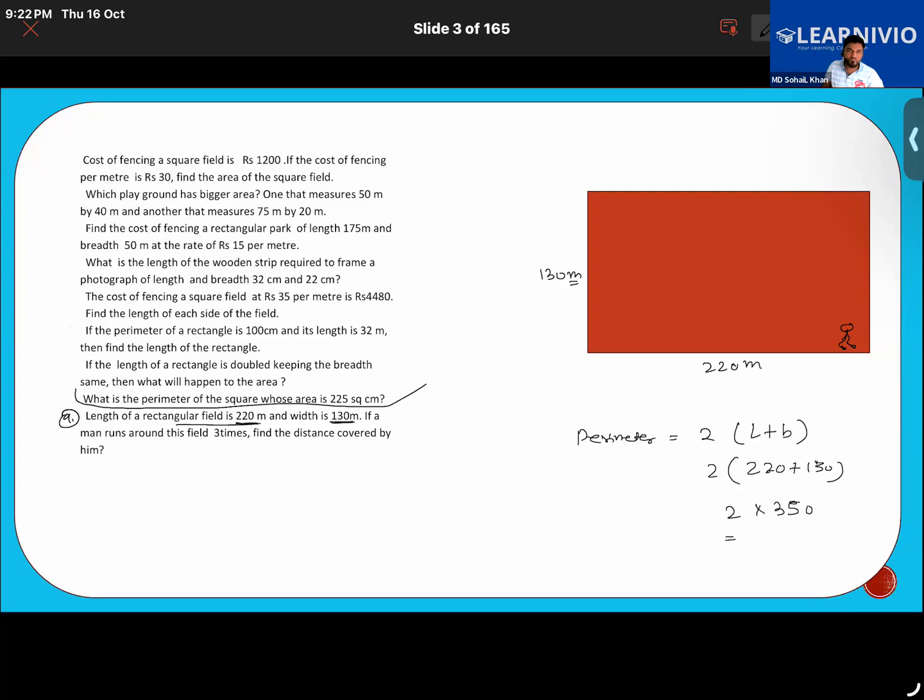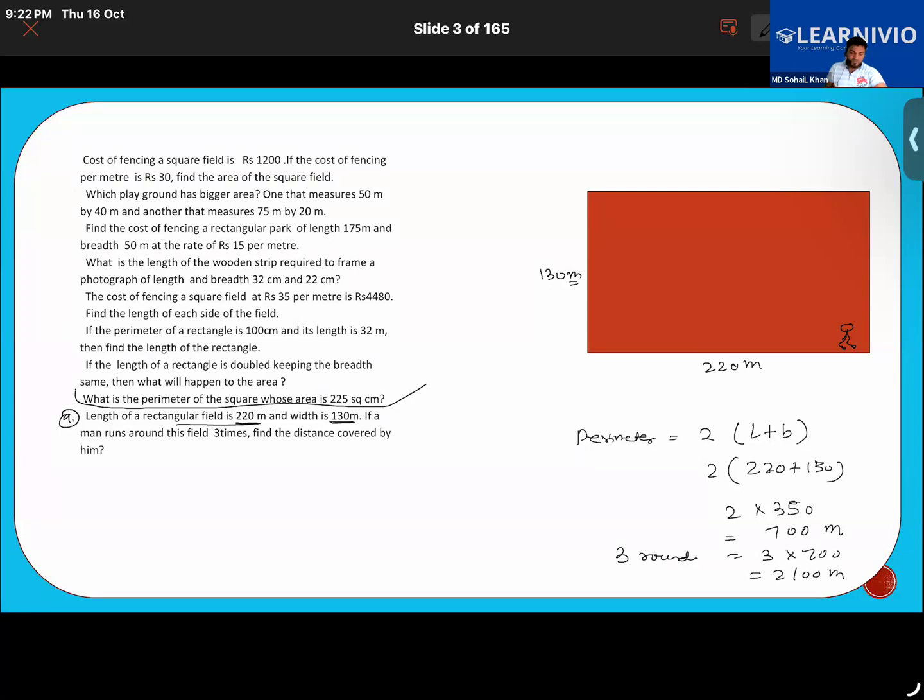That is 700. Now 700 multiplied by 3. I'm not sure if my mental calculation is correct, but I'll double check it. Check it. It's 2100. Yeah, I was correct. Indeed, it is 2100. And 3 rounds means that we'll be multiplying it by 3, and hence that is 2100 meter.